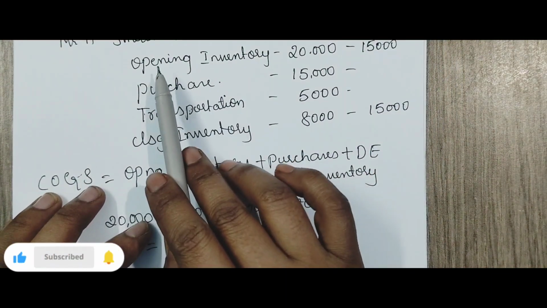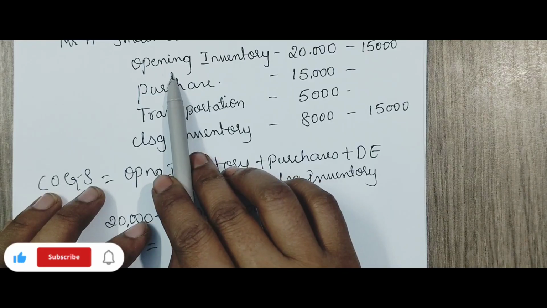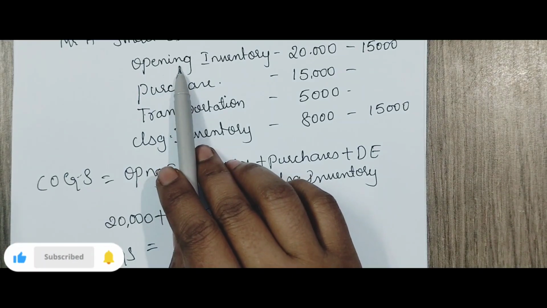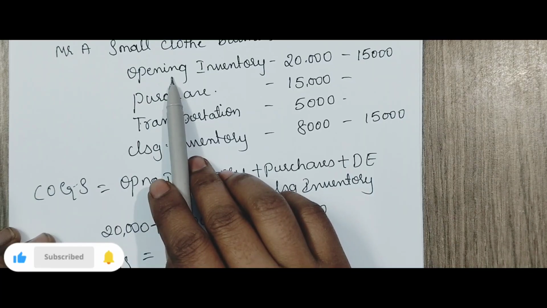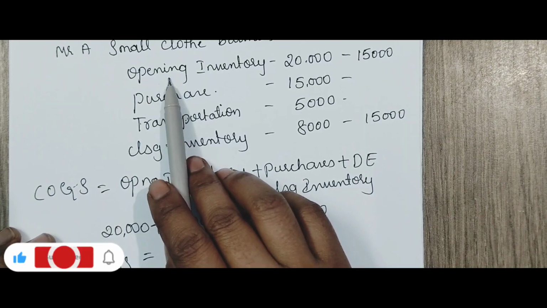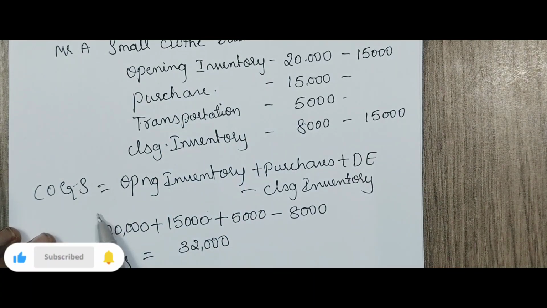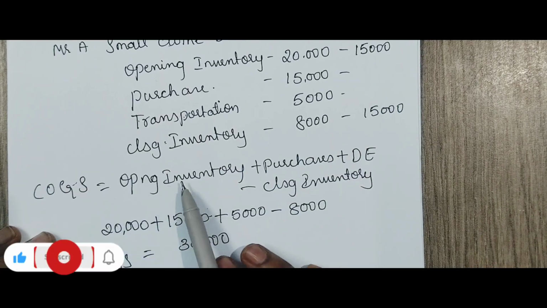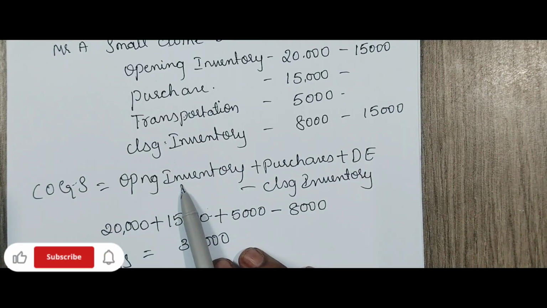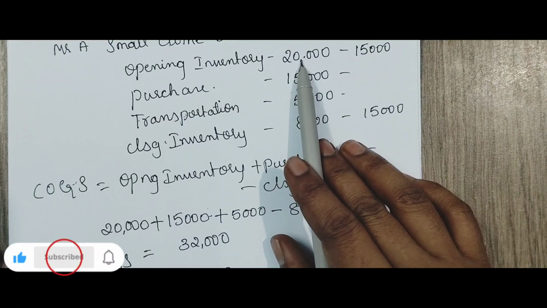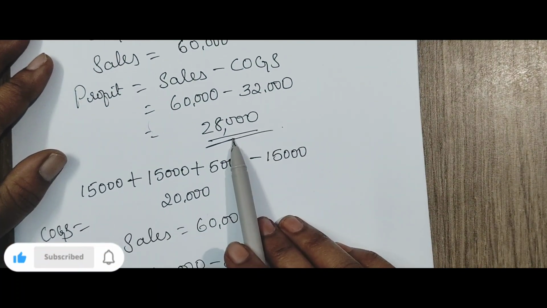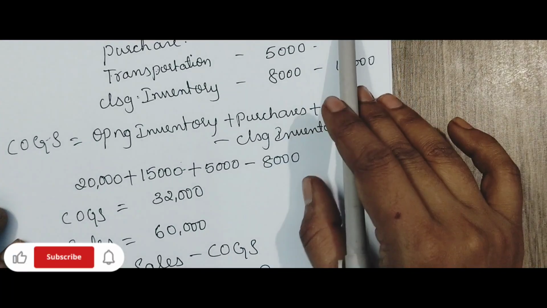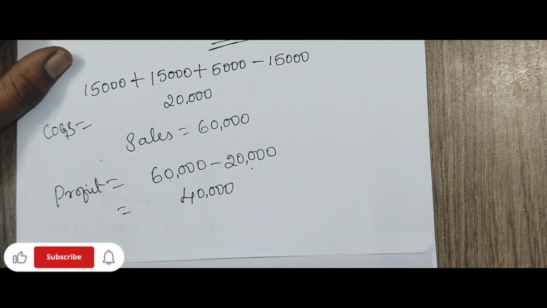See, the opening inventory affects negatively on the profit. Why does it affect negatively on the profit? Because when you are finding the cost of goods sold, you are adding the opening inventory. Here you have seen when it was 20,000, you got a profit of 28,000. When it was 15,000, you got a profit of 40,000.